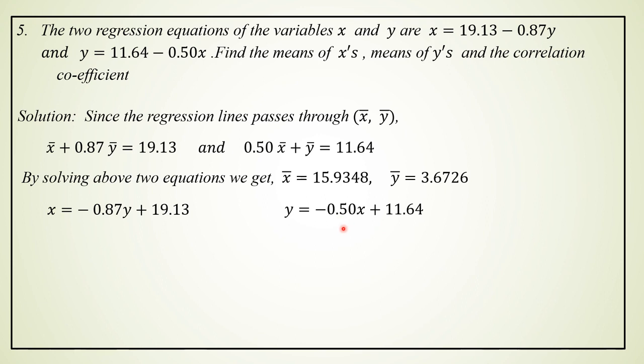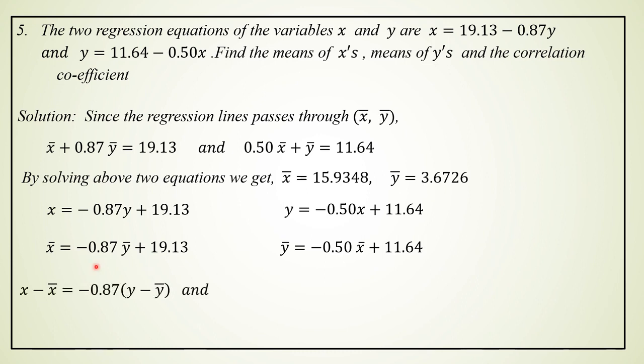Since x bar and y bar satisfy the given equations, you have the two expressions: x bar is equal to minus 0.87 y bar plus 19.13 and y bar is equal to minus 0.50 x bar plus 11.64. So just take the difference of it, so that you have x minus x bar is equal to minus 0.87 times (y minus y bar) and y minus y bar is equal to minus 0.5 times (x minus x bar).